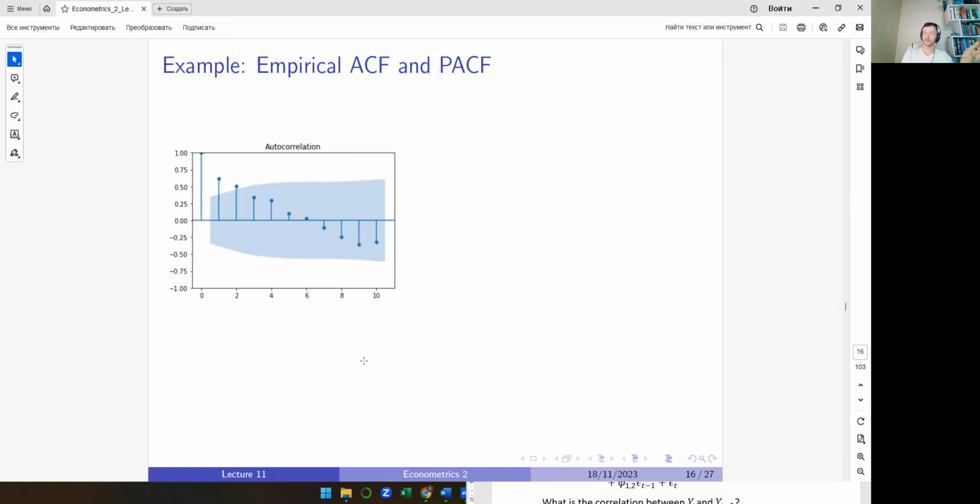So this is the picture. This is the sample autocorrelation plot for the series of Russian GDP growth. Look, this blue area shows the confidence interval, the confidence interval for zero. If these points fall into the blue area, it means that this lag is not statistically significant. It does not differ from zero.